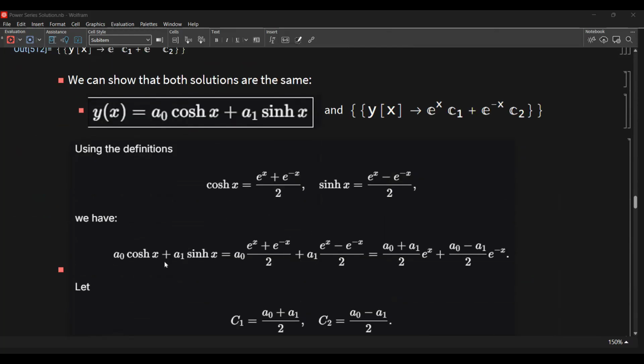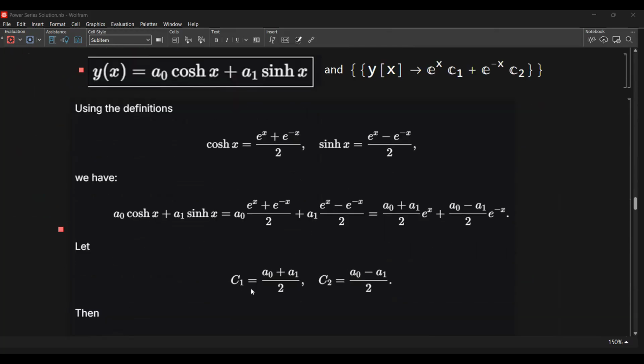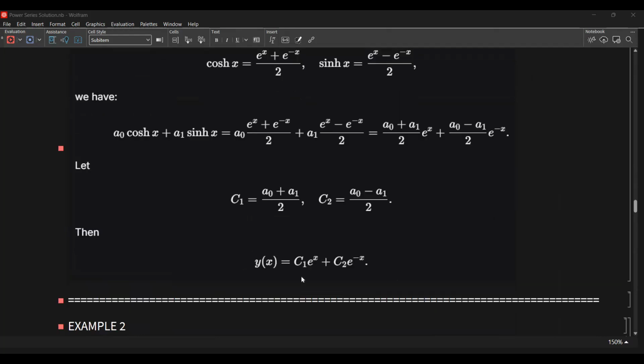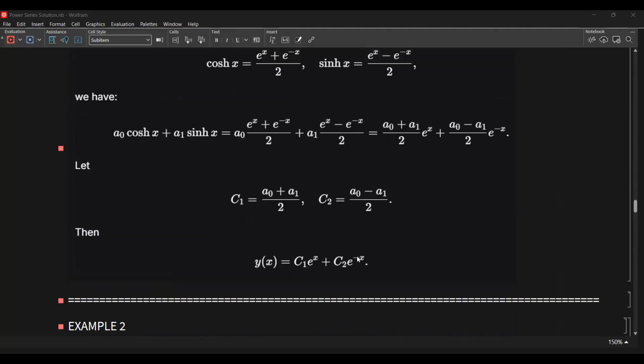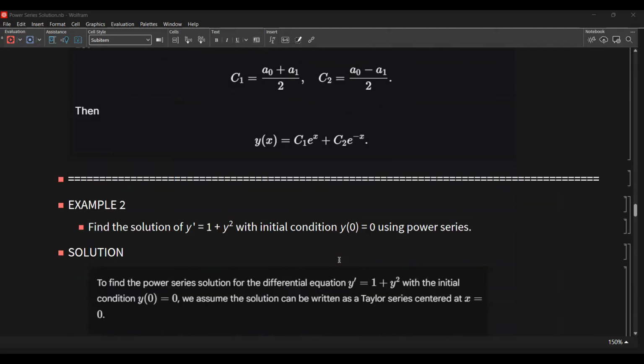So we have the sum here. We can let C sub 1 equal to a sub 0 plus a sub 1 divided by 2, and C sub 2 equal to a sub 0 minus a sub 1 over 2. So we can finally arrive at the general solution, y of x equal to C sub 1 e to the x plus C sub 2 e to the negative x. So that's the explanation of how we arrive at this general solution.